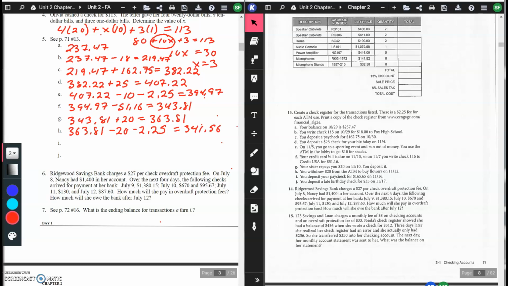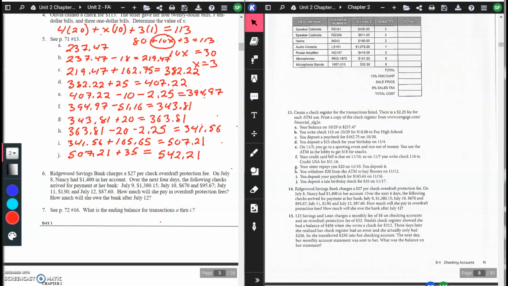You deposit your paycheck of $165.65, so $341.56 plus $165.65. Okay, new total $507.21. And then your last step, you deposit a late birthday check of $35. So you're going to take your $507.21 plus 35 because you deposit that, gives you an ending balance of $542.21. So this is an example of what you would do in your check record or your checking account. All right, you keep a running total, so every line has a new total, and you start the next line with the previous total.